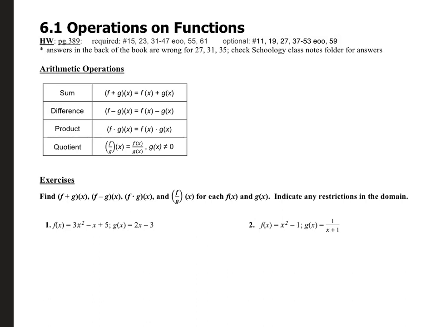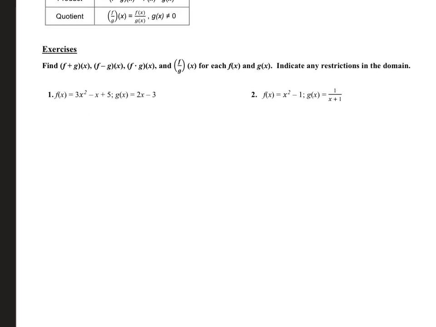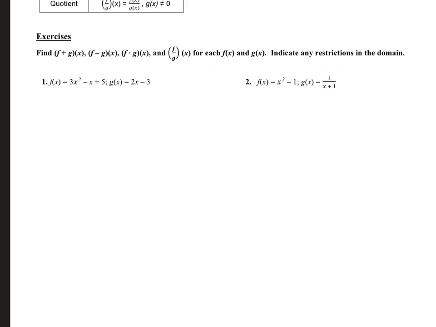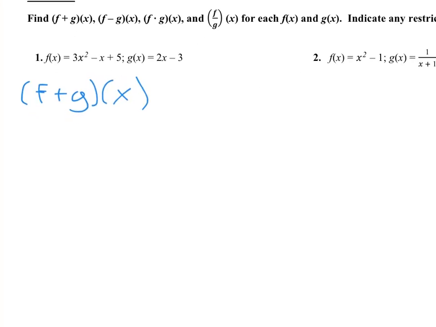In 6.1, we're learning about operations on functions. The operations we're learning are adding, subtracting, multiplying, and dividing. So pretty basic. So for number one, let's start by finding the sum of f of x and g of x. So that's called f plus g of x.